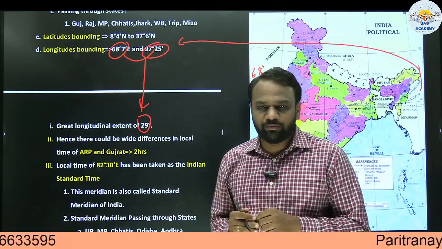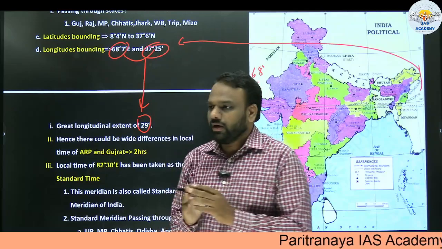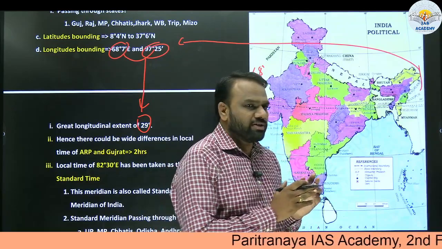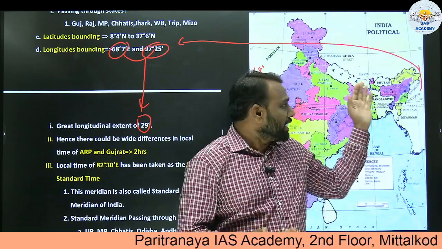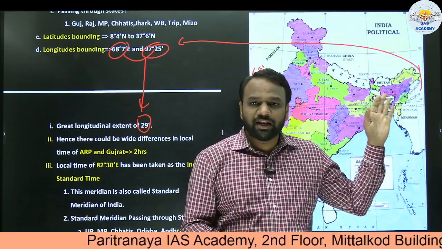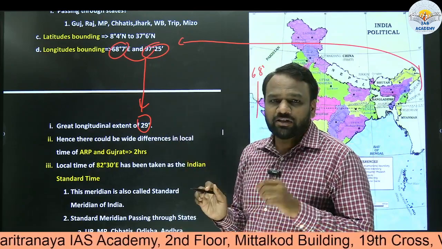We have also seen that Earth rotates from west to east. So which part of the Earth will receive sunlight first? The eastern hemisphere will receive the sunlight first. So from that context, this 29 degree difference is very important.